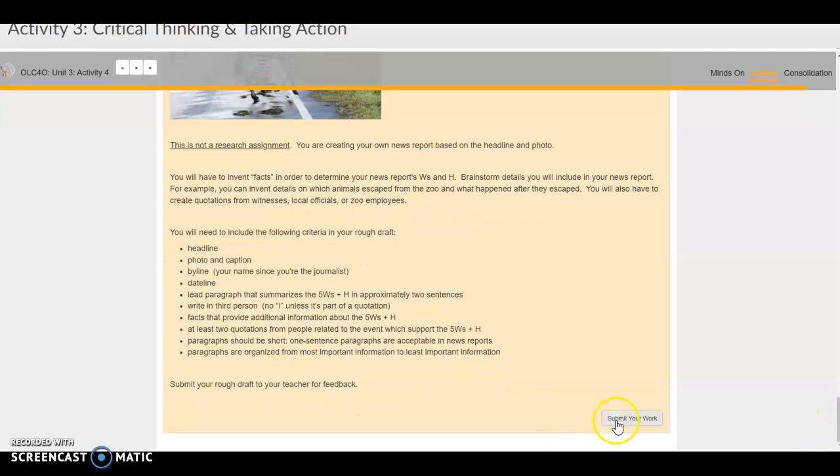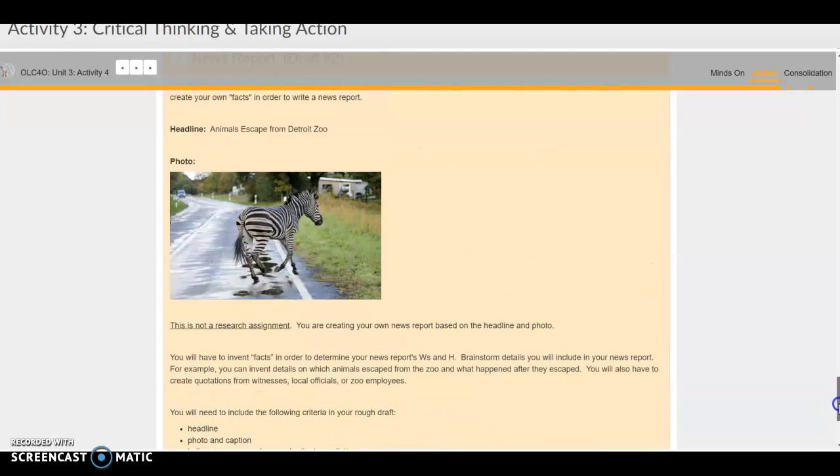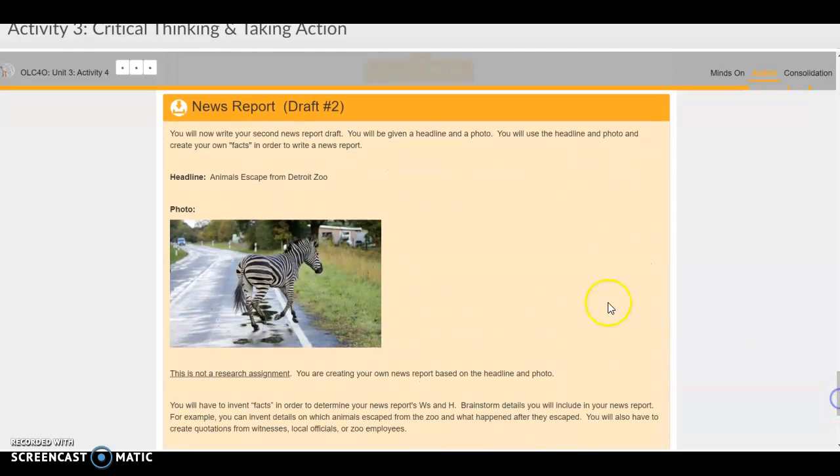Once you've done your draft, submit it to me. Here's your Dropbox, and I'll provide feedback. And ultimately, you'll choose one of these 2 news reports that you've done in the last 2 activities, and you'll polish it, and you'll resubmit it at the ending of this unit. If you have any questions about Activity 3 or about the 2 assignments in it, please let me know.